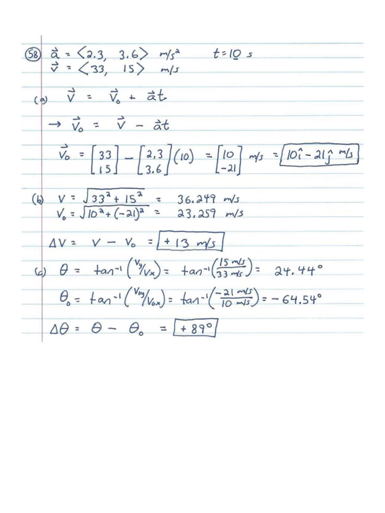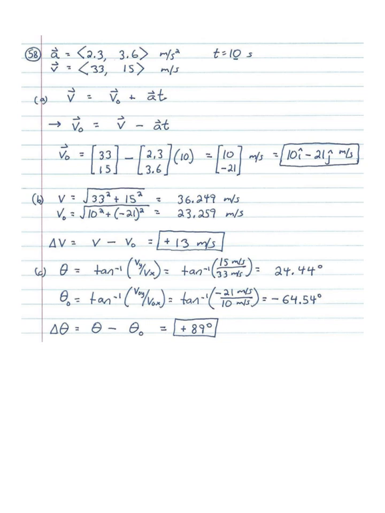Number 58. An object undergoes the acceleration given there at the top for 10 seconds. At the end of this time, its velocity vector is, and I've given it there, 33 i hat plus 15 j hat meters per second. Four questions. What was its velocity at the beginning of the 10-second interval?